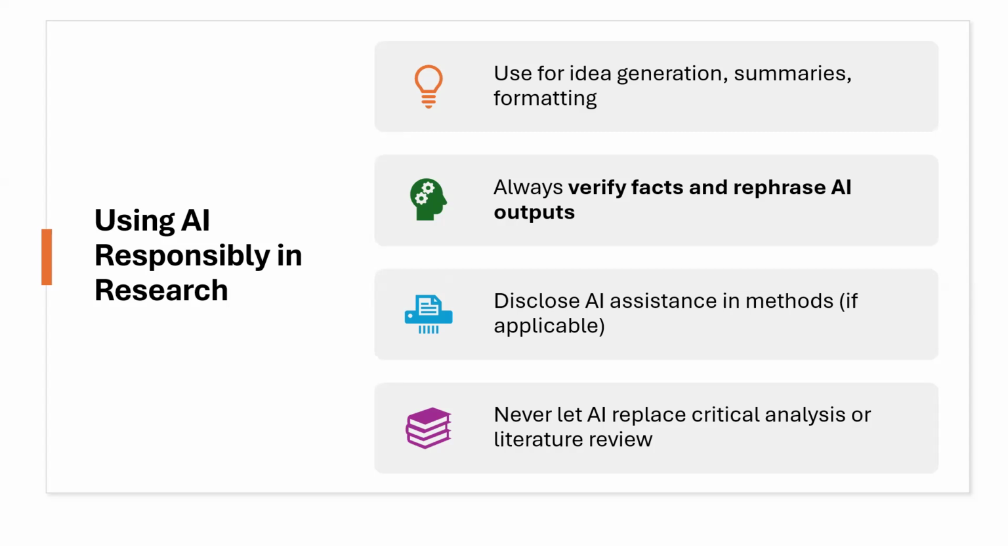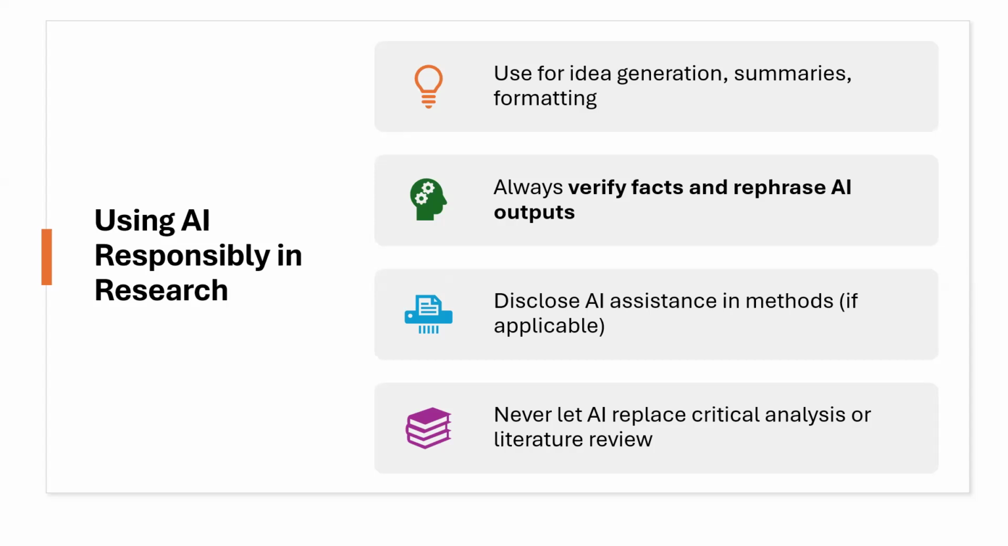So always verify the facts and rephrase AI outputs. You can't rely totally on AI. And if you have used AI for some particular paragraph or study or any type of help, you have to refresh that content, and you have to disclose the AI assistance in the methods if applicable. If you have used AI, you have to disclose that in the methodology section, that I have used AI to generate ideas, or to generate a simple methodology, or to compare the results of different things. So you have to mention everything in the methodology if it is applicable.